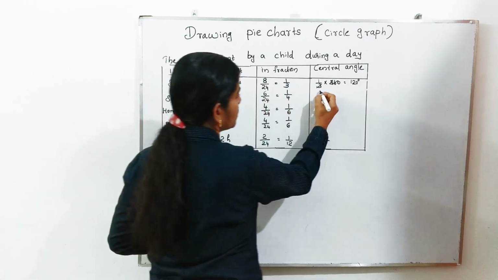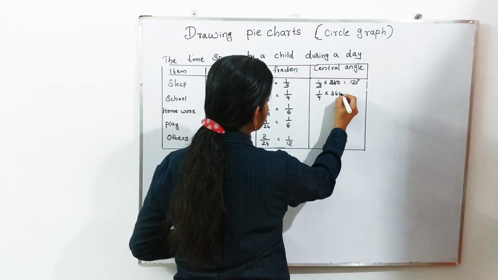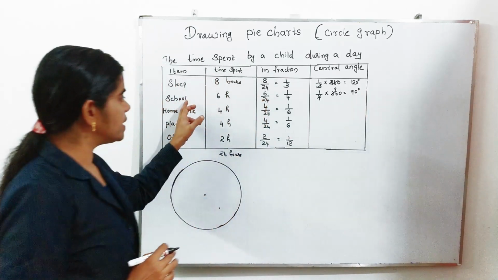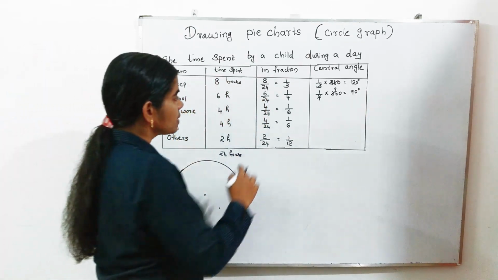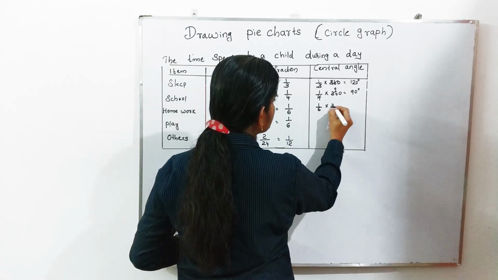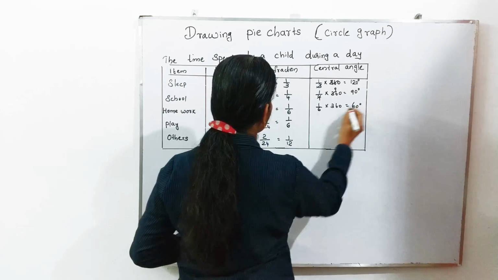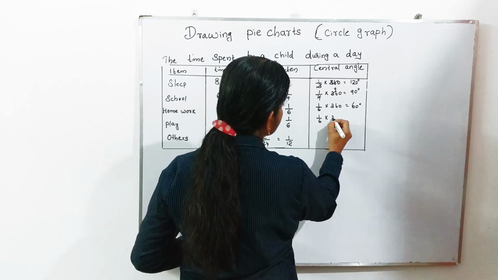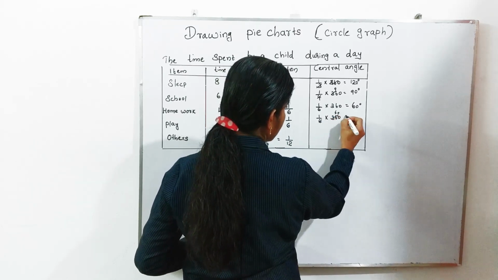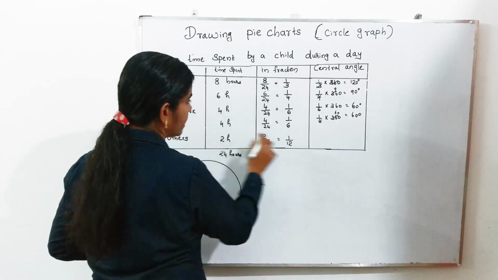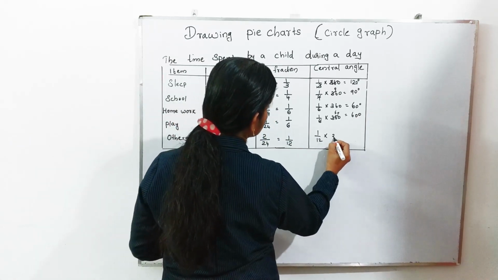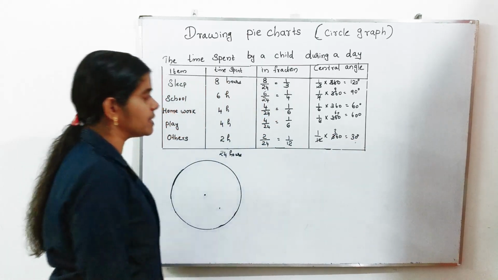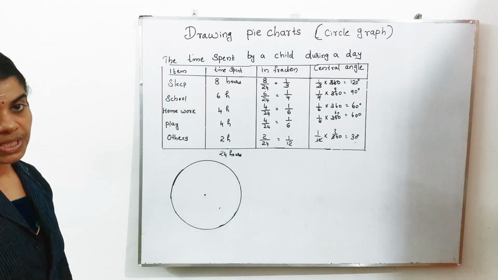Next one is 1 by 4 into 360. That is 90 degree you want to draw for the school. That is 6 hours. Next one is 1 by 6 into 360. You are getting 60 degree you want to draw for the homework. Again playing 4 hours. That also 1 by 6 into 360. We can cut this, 60 degree we can draw for the playing. Others, 1 by 12 into 360. That will be 3 times. That is 30 degree you want to represent for the other activities.